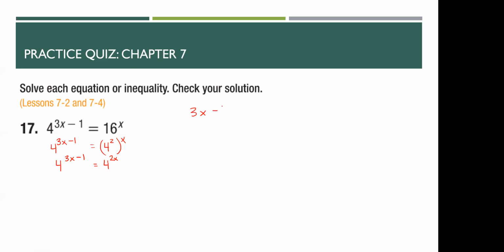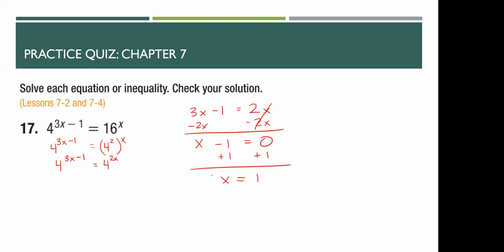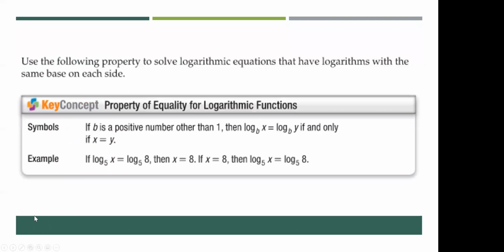So we have 3x minus 1 is equal to 2x. Now we just solve this like a regular multiple step equation. I want my variables on the same side, so this would be 1x minus 1 equals 0. I would add 1 to both sides of my equation, and so x would equal positive 1.